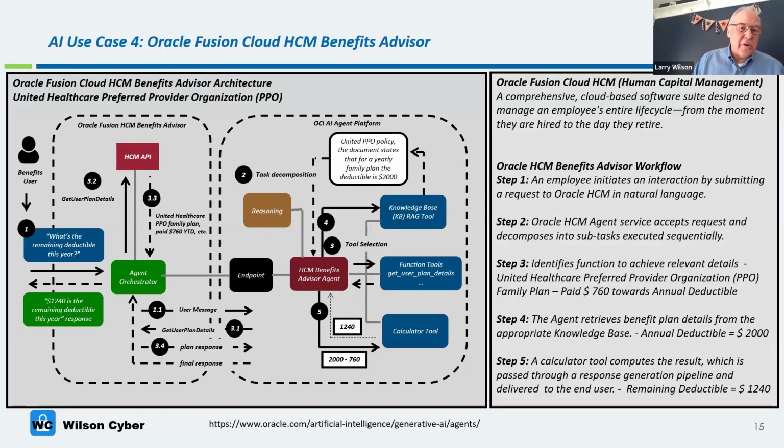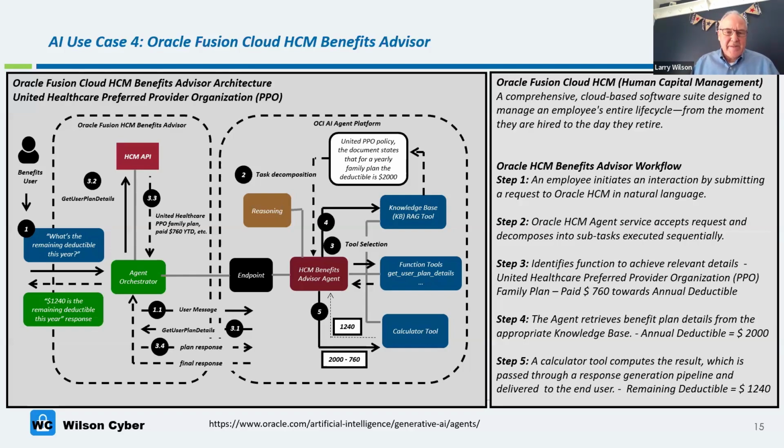Another example, again, is the Oracle Fusion Cloud Human Capital Management Benefits Advisor. In this case, we have agents that look at medical benefits for a particular user for an organization that has deployed Oracle Human Capital Management as their HR system. It's a comprehensive cloud-based software suite designed to manage an employee's entire life cycle from the moment they're hired to the day they retire. And we're specifically focusing on the benefits advisor portion from the United Healthcare Preferred Provider Organization, or PPO, which is one of the benefits capabilities provided by Oracle's Human Capital Management.